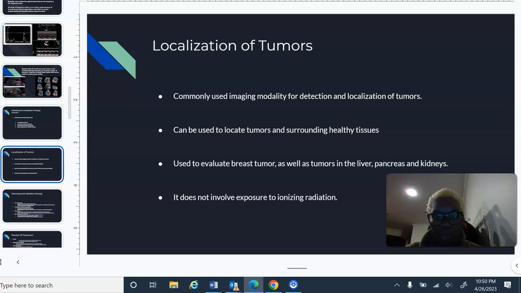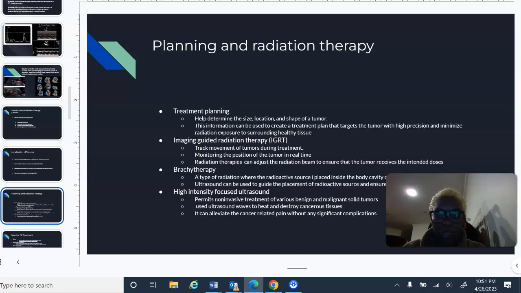Localization of tumors. Ultrasound is one of the most commonly used imaging modalities for detection and localization of tumors. It can be used to locate the tumors and the surrounding healthy tissues. It can be used to evaluate breast tumors as well as tumors in the liver, pancreas, kidneys, and prostate. Ultrasound does not involve the exposure of ionizing radiation to the patient.